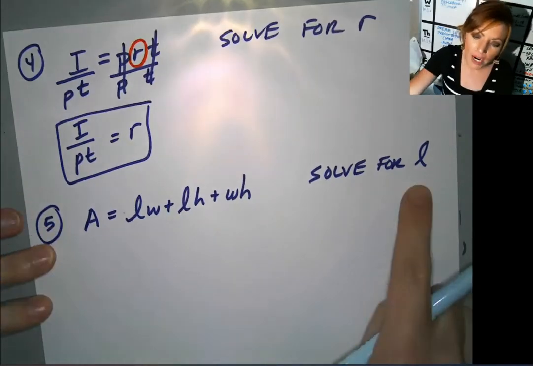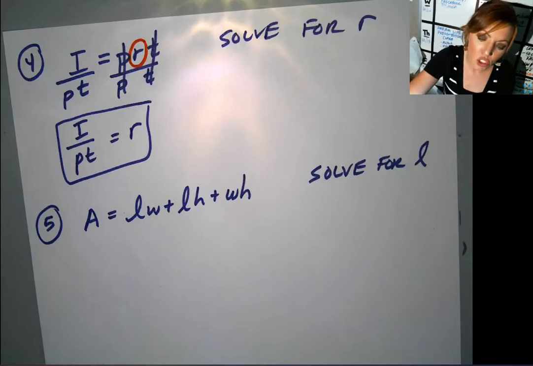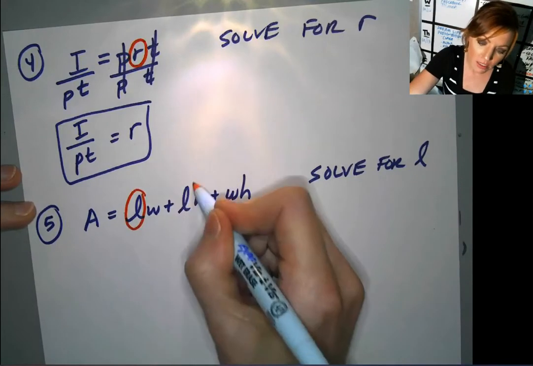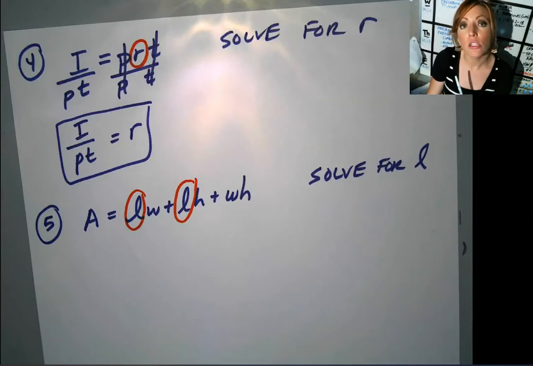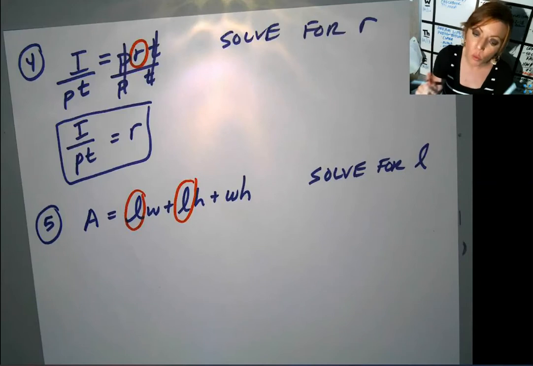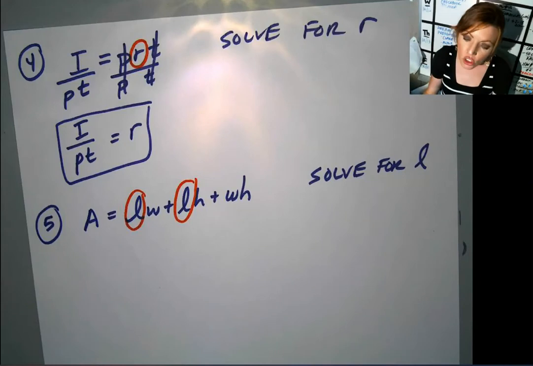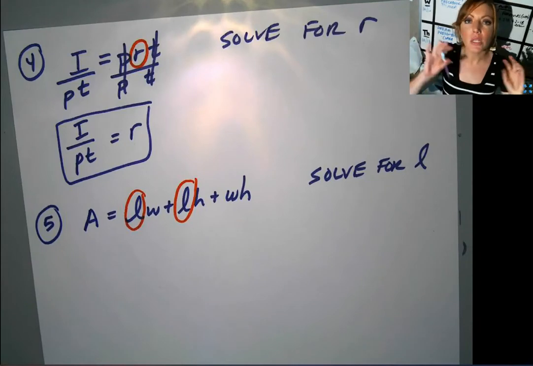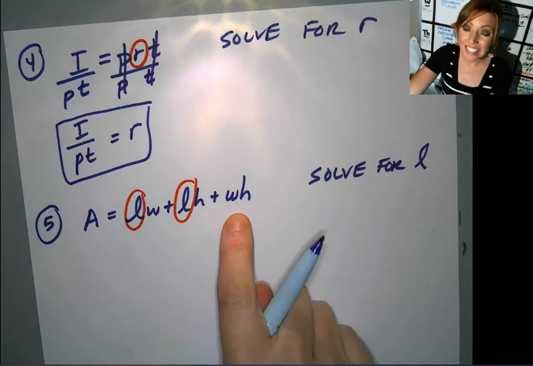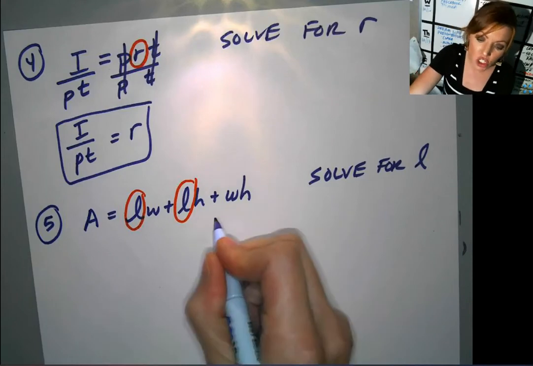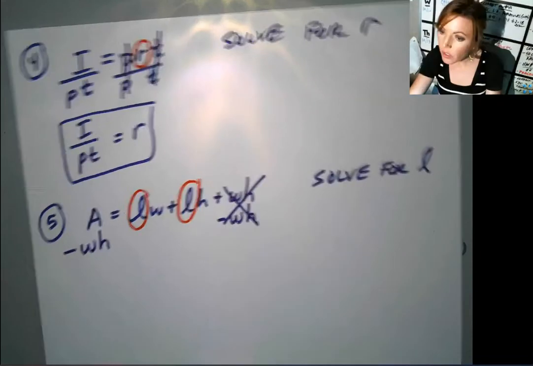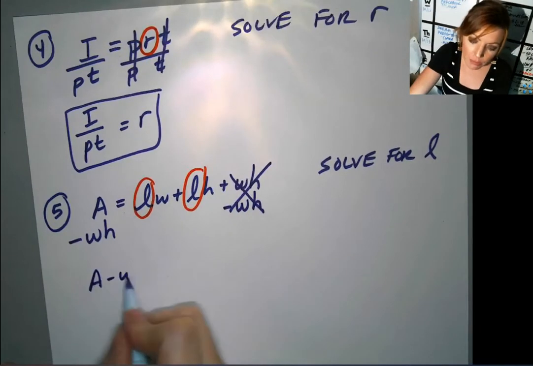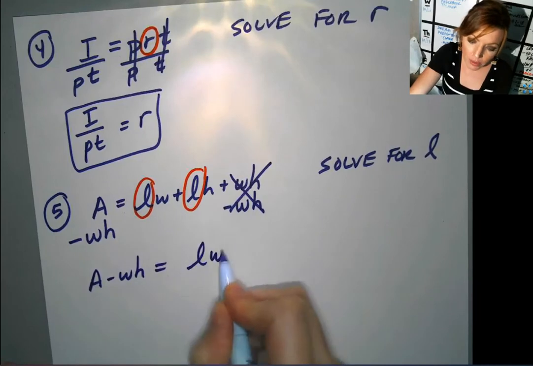Okay, so we want to solve for L. So here's the deal. We have 2 L's in this right here. And that should be a clue to you that you're going to have to factor in some way. We only want to get one L. We're solving for one of the L's, not 2 separate ones. So we want to start with the things that are furthest away. The thing that I see that's furthest away is this WH, and it's being added. So we're going to subtract WH from both sides. So we get A minus WH equals LW plus LH.